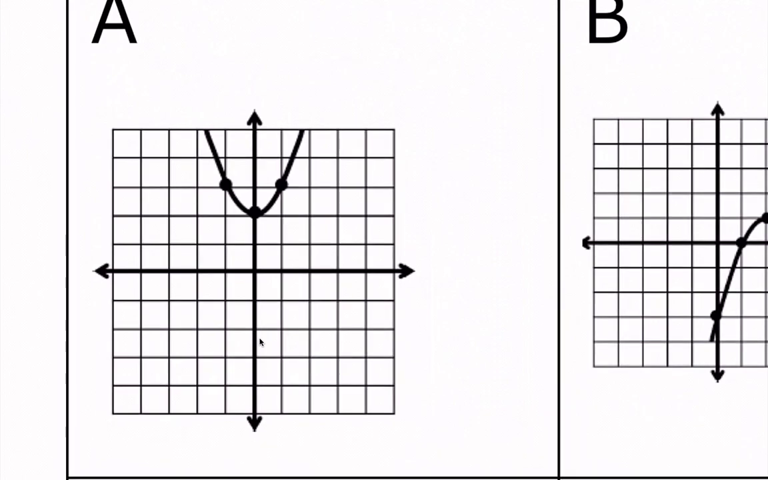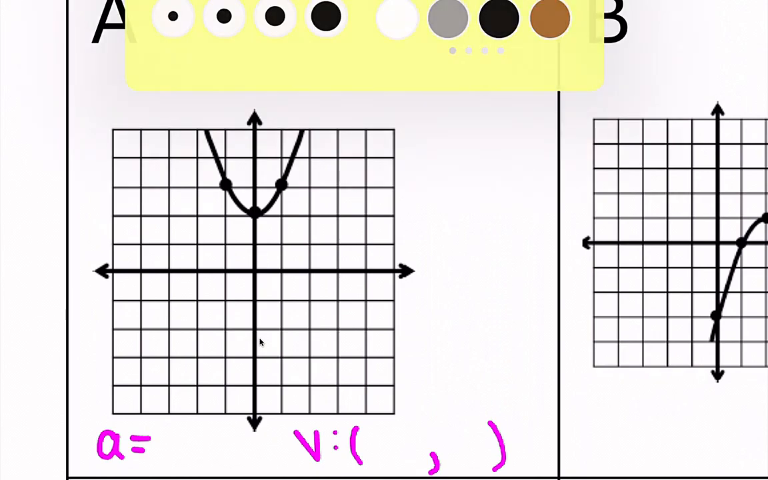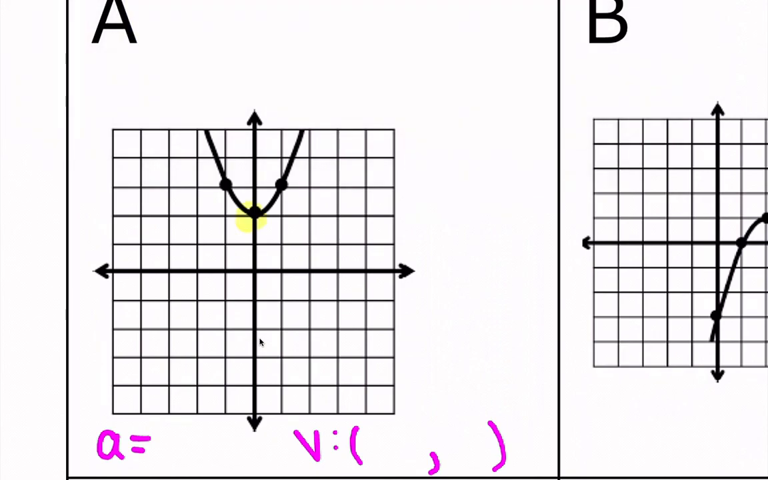Okay, so first, I want to figure out my a value. I'm going to show you a little trick to find your a value from a graph. It's very simple. Okay, we're going to find our a value, and then we're going to find our vertex. I'm going to put V for vertex. Okay, so here's my vertex. The x of this vertex is 0. So from the origin, it doesn't move left or right any. The y of that is 2. So my vertex is at 0, 2.